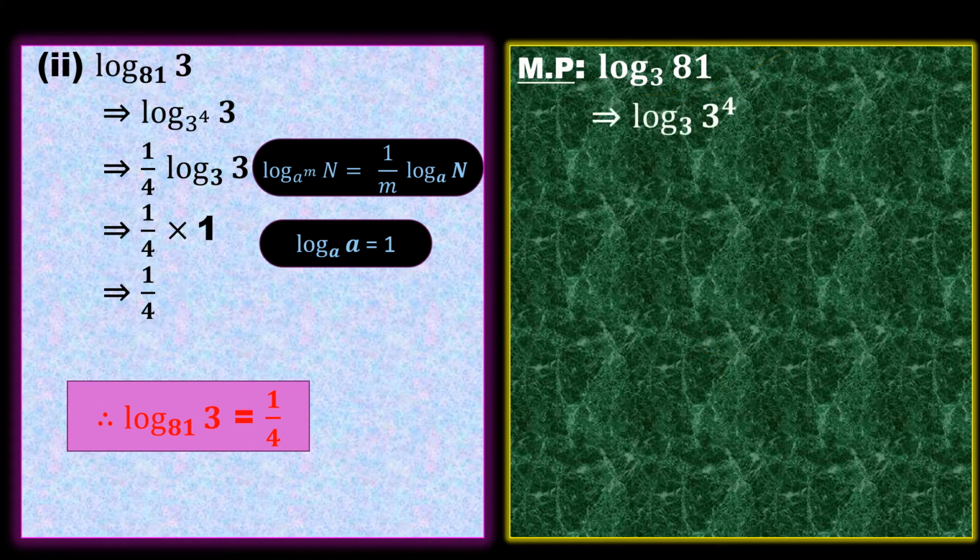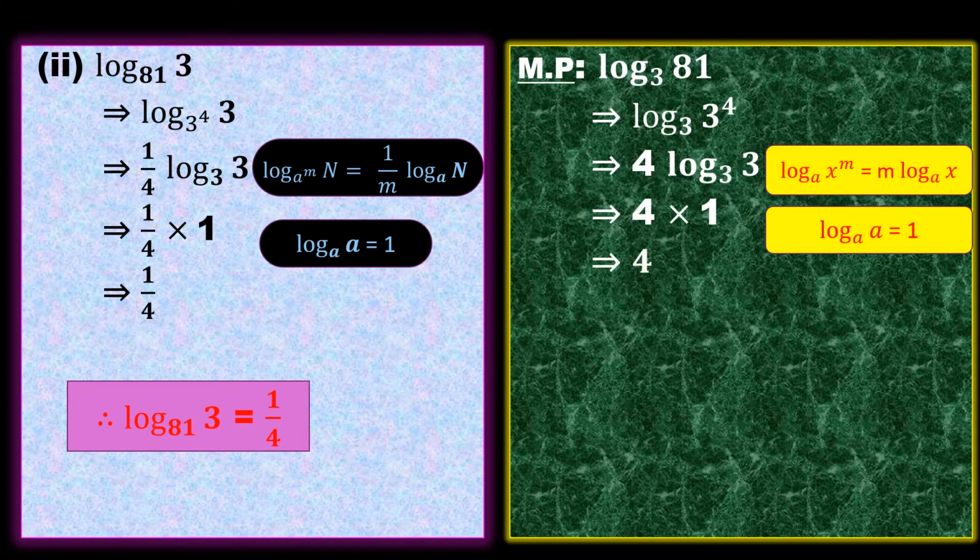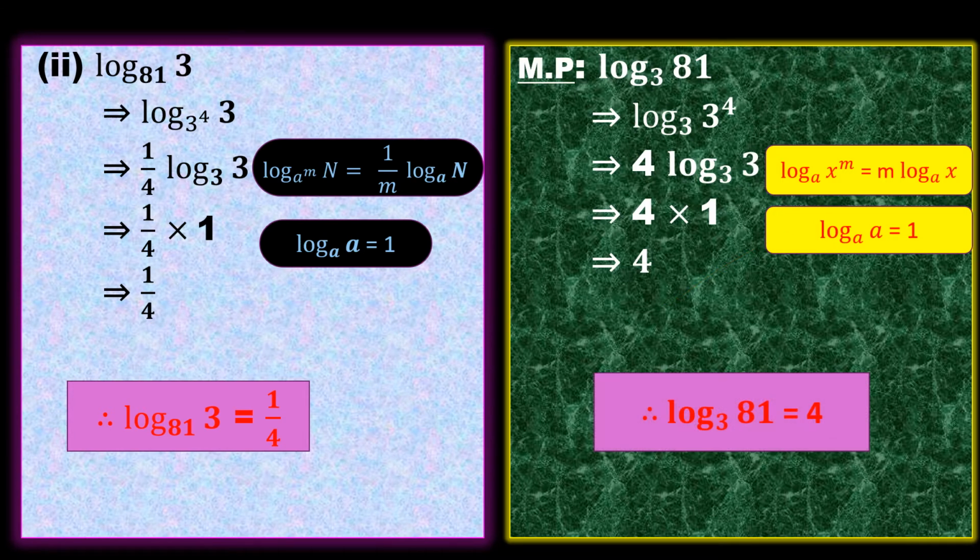Okay, so here 81 is there, so it will be 3 power 4 here. So this 4 will go to the front. So 4 log 3 base 3, as 3 base 3 is 1, so 4 into 1, 4 into 1 is 4. Simple. Here you got 1 by 4, here you will get 4. Okay, so your answer is 4. Let us go to the next problem.